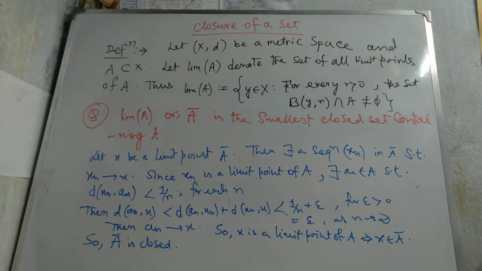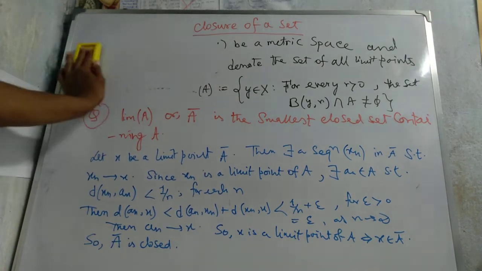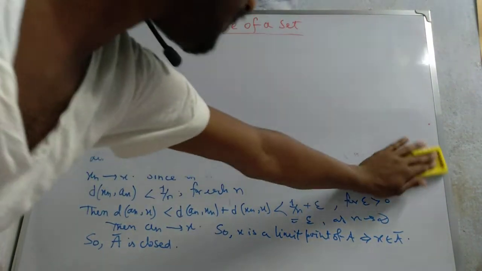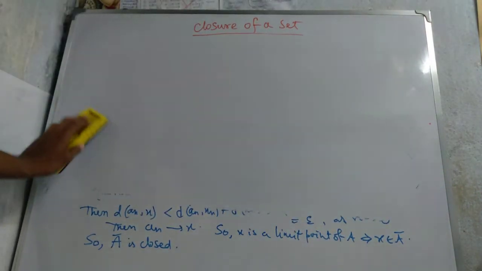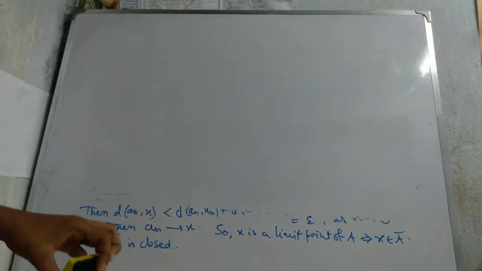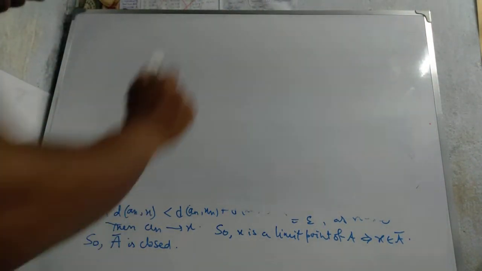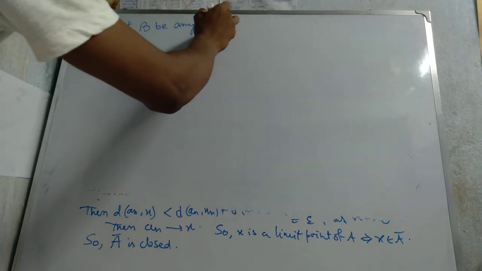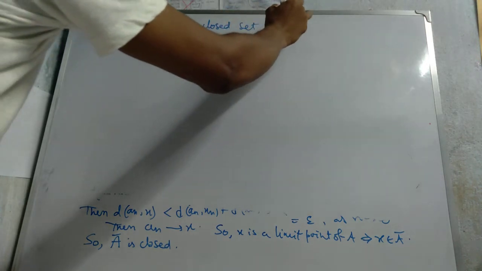Now we see that this A bar is the smallest closed set. How do we see this? Let B be any closed set containing A.